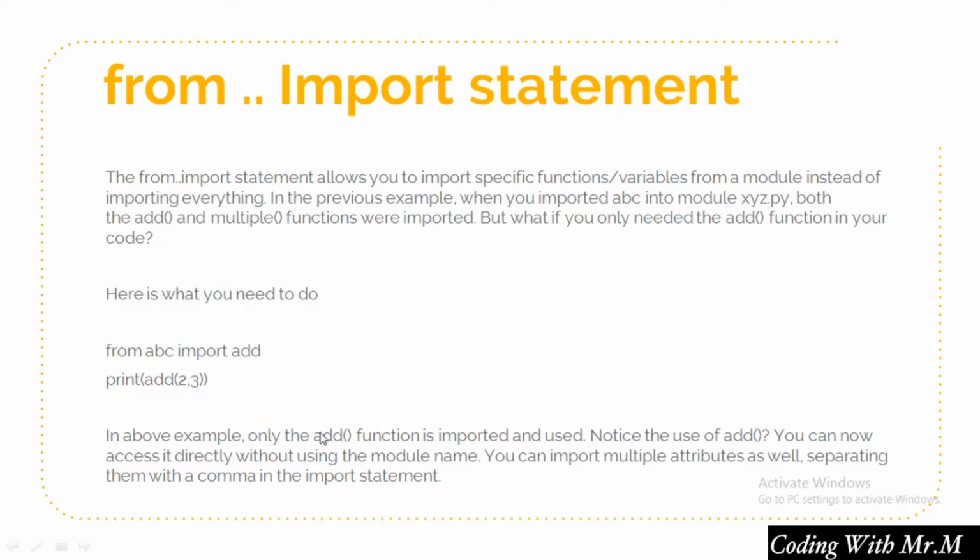So in the above example, only the add function is imported and used. Notice the use of add. You can now access it directly without using the module name. You can import multiple attributes as well, separating them with a comma in the import statement. Like in here, we can type from abc import add, comma, multiply, comma, subtraction, comma, division, and so on. And notice that by importing a very specific function, we only need the name of this function, or we can say variable, to access it from that module abc.